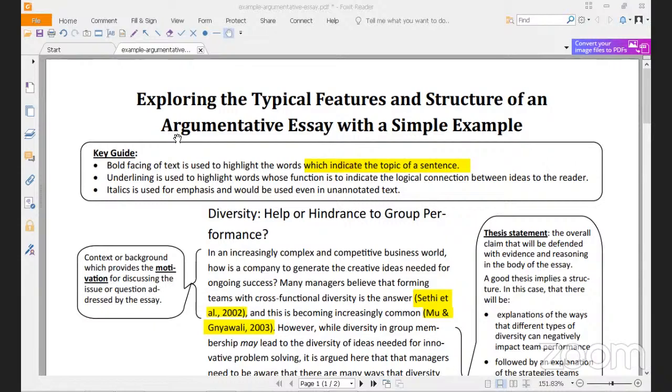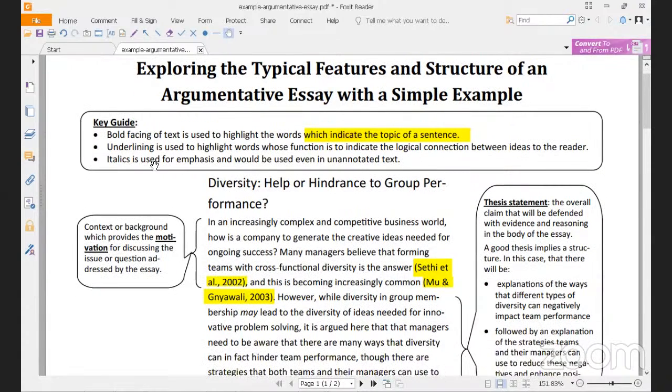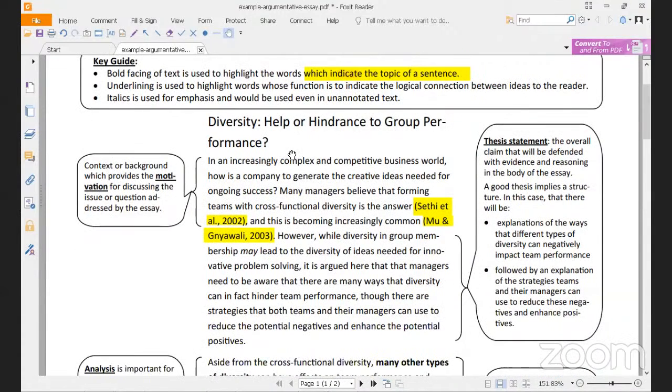Good evening. Okay, so we have here a beautiful text. Not only the essay, but also a well-structured form of viewing how an argumentative essay is broken down, exploring the typical features and structure of an argumentative essay with a simple example. So this is a simple example. Before we start, we have a key guide, okay? But before we go into the key guide, let's start reading the essay. When we finish reading, then let's talk about the key guide. Can you help me with the reading, please?